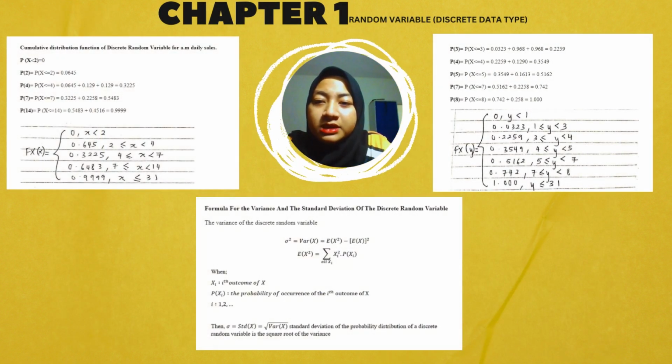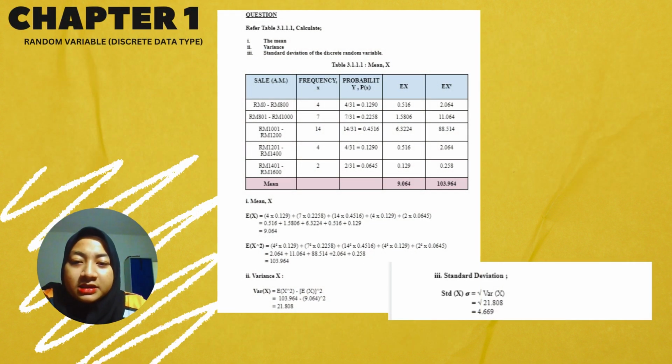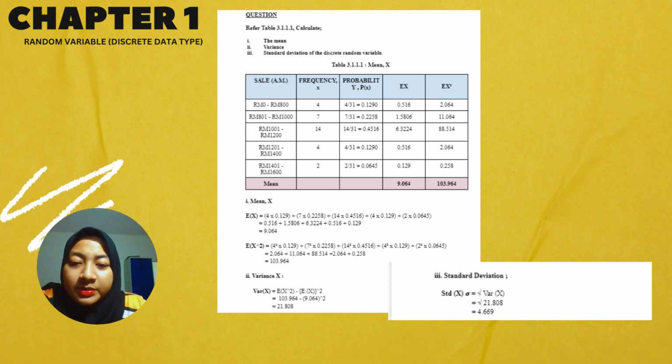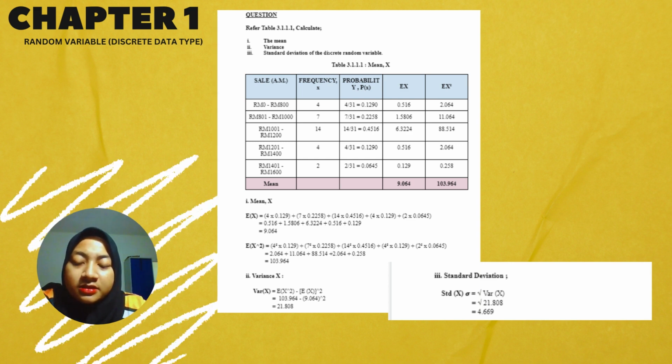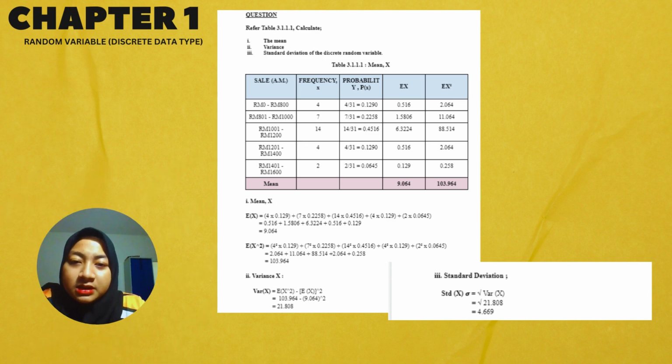So next step for chapter 1, firstly I will find the cumulative distribution function of the discrete random variable for AM daily sales and for PM. Below this is the formula that I used for the variance and the standard deviation of the discrete random variable. For the question, firstly I find the mean, then variance, and lastly the standard deviation. Same goes for PM sales.